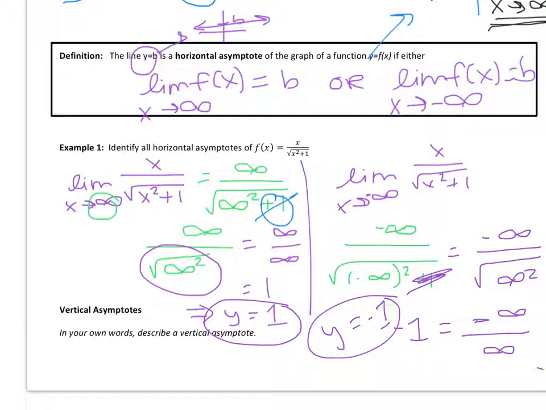What I would encourage you to do is graph this function and verify those asymptotes exist graphically. When you're done with that, continue on with your notes. So in your own words, describe a vertical asymptote. So pause the video to do that.